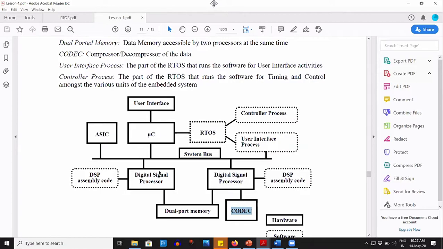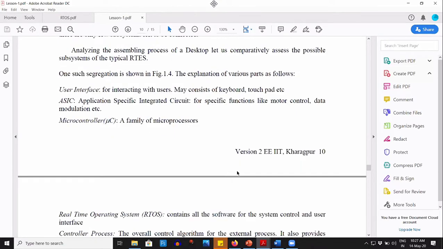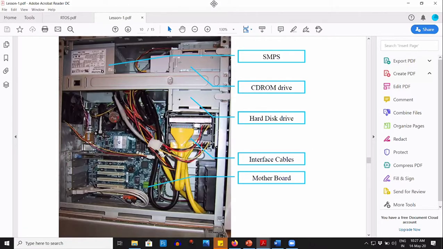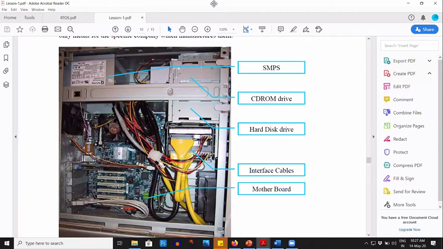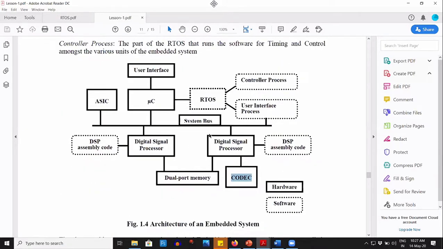See, system bus. Where is your system bus in a diagram? These are system bus cables, these yellow things. System bus. In the software part, I'll say what all is there.